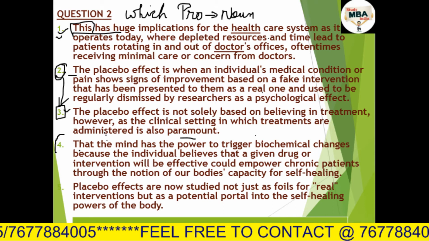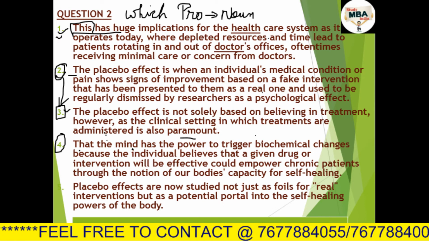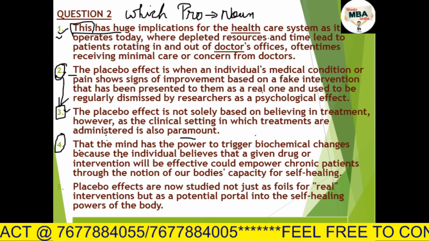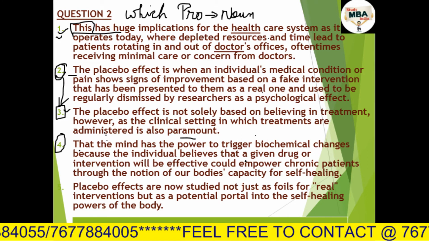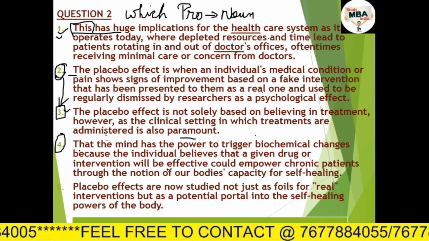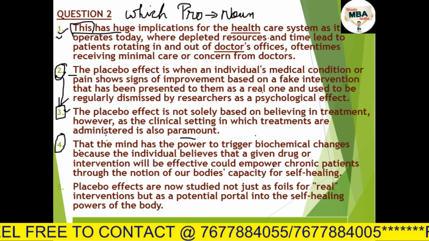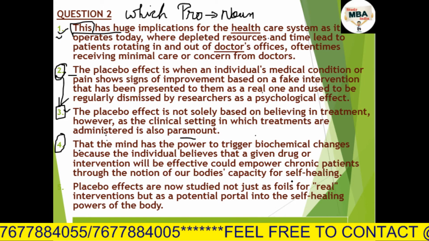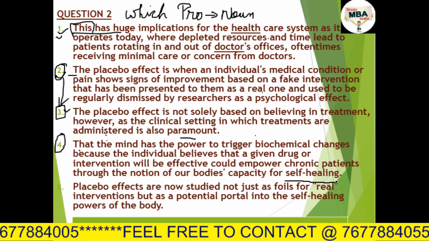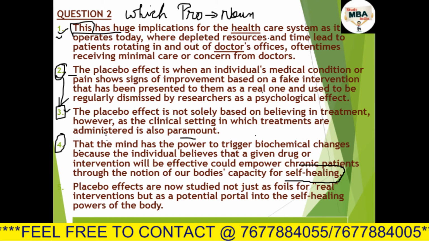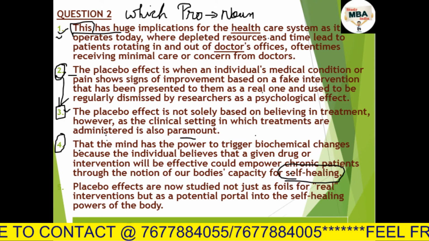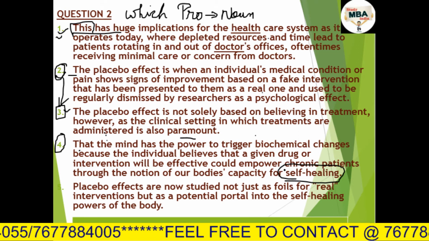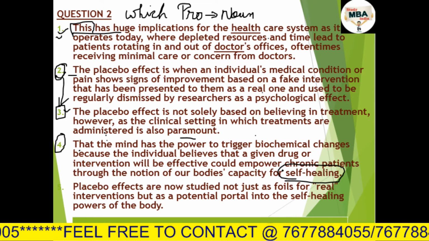Next, move on to the fourth point: that the mind has the power to trigger biochemical changes because the individual believes that a given drug or intervention will be effective, could empower chronic patients through the notion of our body's capacity for self-healing. Try to understand the word self-healing. Self-healing means somehow the placebo effect is the cause of self-healing for any patient.